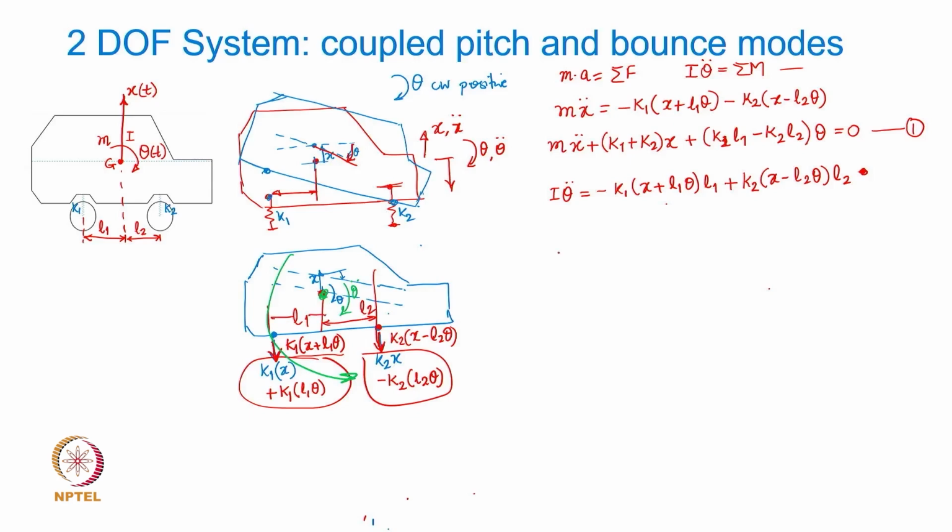Now, if I rearrange, again for the sake of some mathematical simplification, I will write the mass moment of inertia as mass times the square of the radius of gyration about this axis, the axis perpendicular to the plane of the paper. The rg is the radius of gyration.